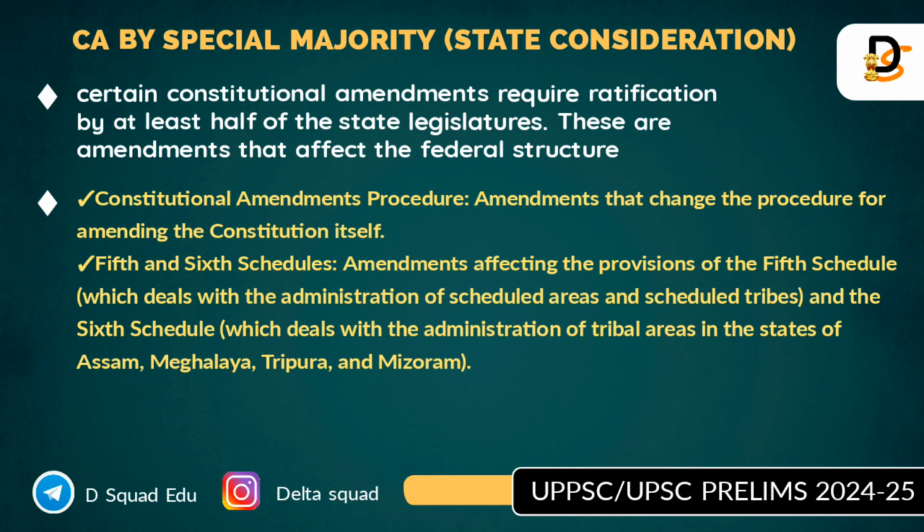The constitutional amendment procedure itself cannot be amended without the special majority and ratification by half of the states. And further, the Fifth and Sixth Schedules: amendments affecting the provisions of the Fifth Schedule, which deals with the administration of the scheduled areas and scheduled tribes, and the Sixth Schedule, which deals with the administration of the tribal areas in the states of Assam, Meghalaya, Tripura, and Mizoram.